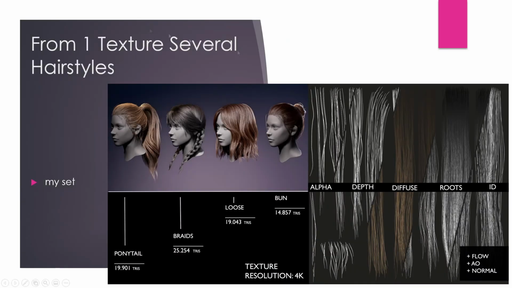As for a texture for several hairstyles, I have this set of different women's hairstyles, and they're all made of one set of maps. In modern games, they're always talking about optimization, and if you can save texture space or some poly count, it's always appreciated. So the best option for every game developer, I would say, is to have one map for as many hairstyles as it can have.